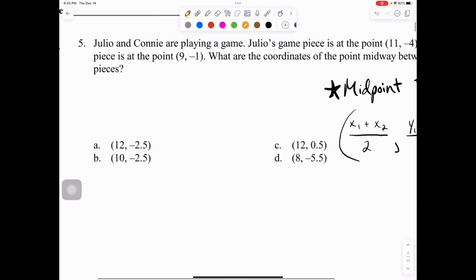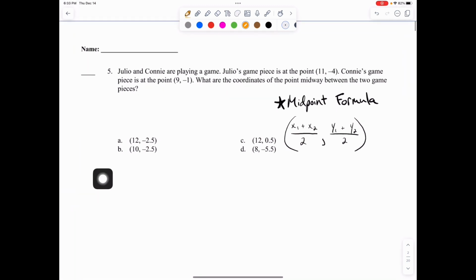Moving forward. Okay, Julio and Connie are playing a game. Julio's game piece is at the point 11, negative 4. Connie's game piece is at the point 9, negative 1. What are the coordinates of the point midway? Ooh, the point midway between the two game pieces.